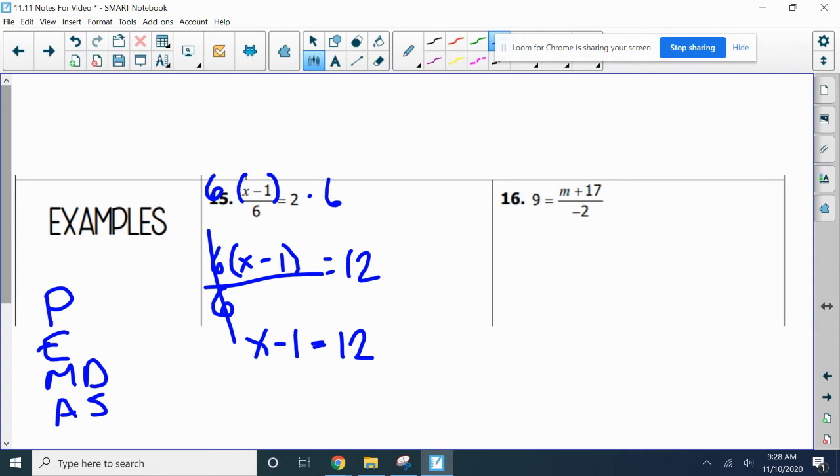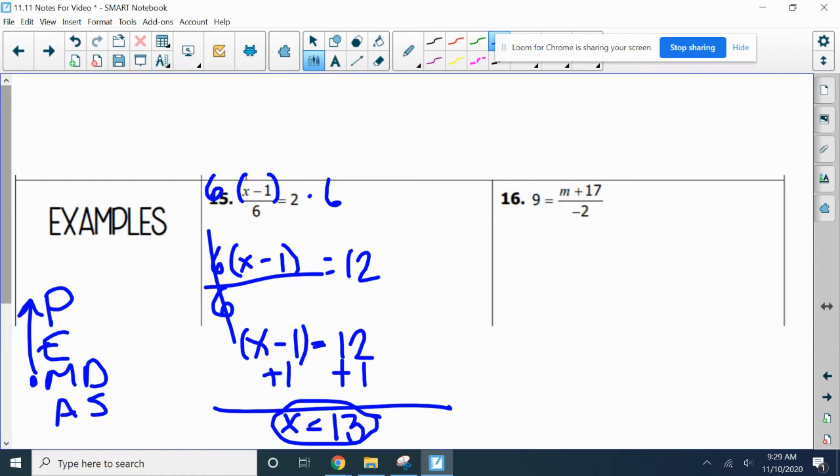So then my last step is to go ahead and get rid of, now that I have parentheses, now I can go to my parentheses. Inside of my parentheses, I have subtraction. In order to get rid of subtraction, I have to add. So plus 1 on the left and plus 1 on the right. So I'm left with x equals 13.